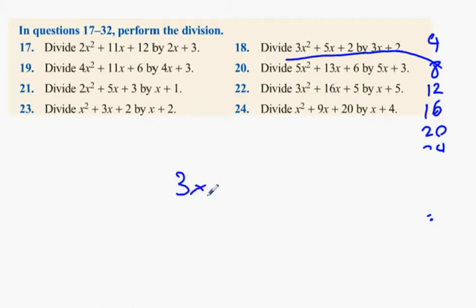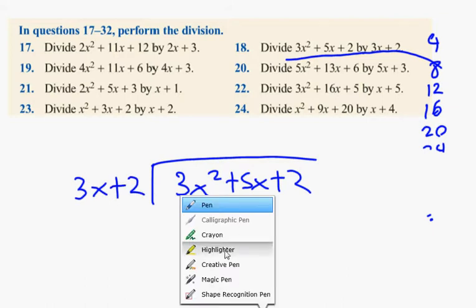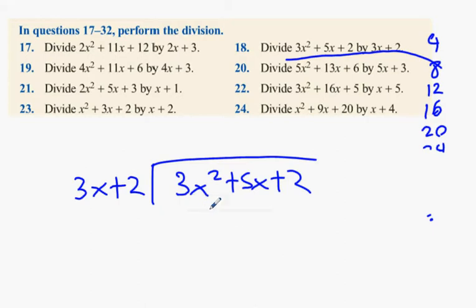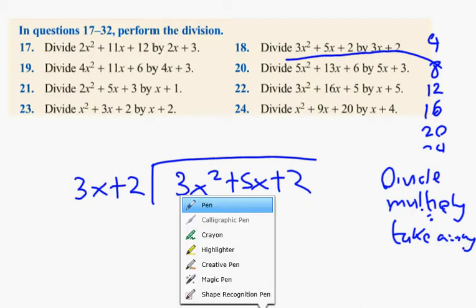So you have 3x squared plus 5x plus 2, and we're going to divide that by 3x plus 2. Now, when I'm doing these questions, I do them in the same way. What was the sequence we used last time? We used divide, multiply, and take away. Did everybody agree that's what we did last time? Divide, multiply, take away, divide, multiply, take away. Yes? Same system.